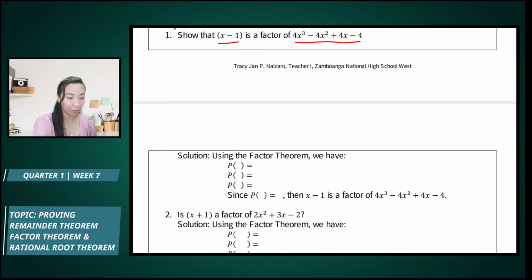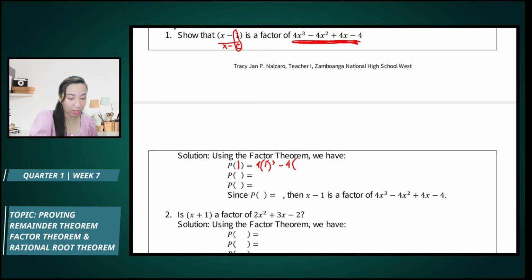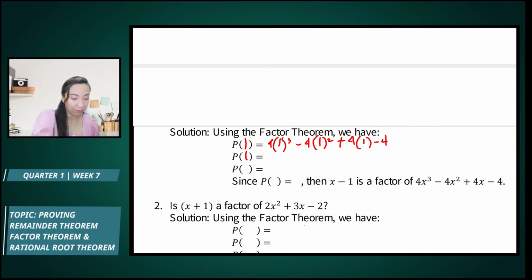Using the factor theorem, of course, we have here x minus c. If we substitute the value of c in the given, our c is equal to 1. So, we have 4 times 1 cubed minus 4 times 1 squared plus 4 times 1 minus 4. We will simplify it. So, p of 1 is equal to, we start with the values inside the parentheses. 1 cubed is equal to 1, minus 4 times 1 squared, which is still 1, plus 4 times 1 is equal to 4, minus 4.